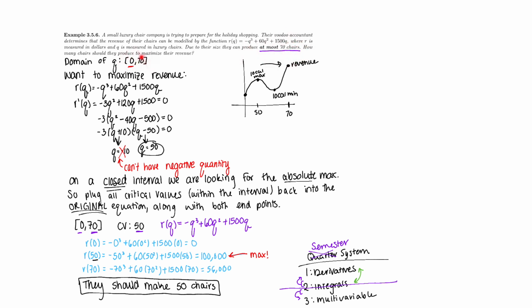If you have restrictions on your domain, so you end up on a closed interval, instead you're treating it like an absolute extrema problem, where you're going to find your critical values within the interval and then plug in your critical value and both endpoints to see which of them gives you what you're looking for. In this case, we wanted to maximize revenue. So we plugged in 0, 70, and the one critical value in our interval, which was 50, to see which one gave us a maximum number. We're plugging them back into the original equation.